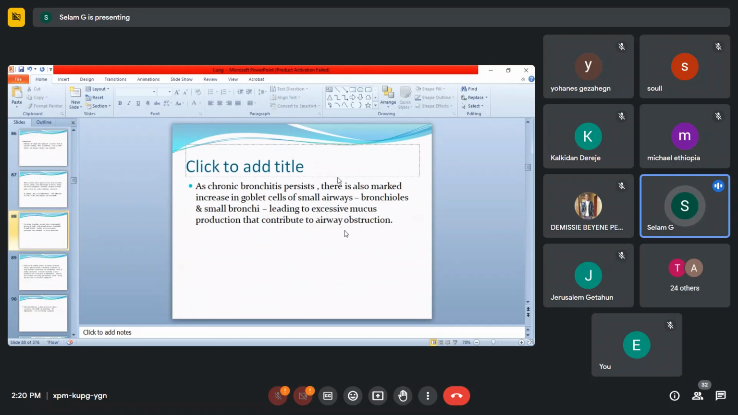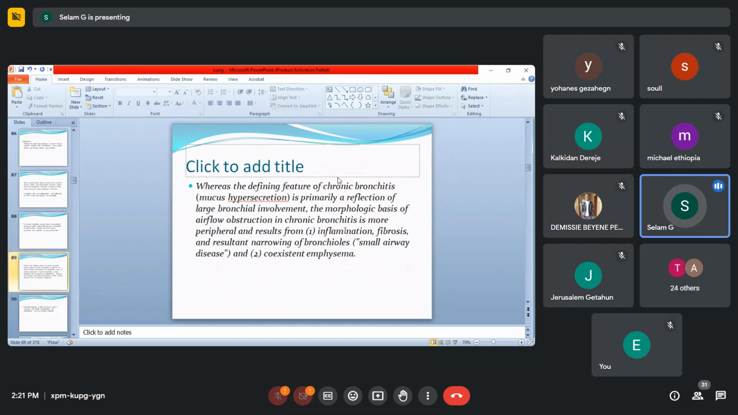As chronic bronchitis persists, there is also marked increase in goblet cells of small airways, downward in bronchioles and small bronchi, leading to excessive mucin production that contributes to airway obstruction and even may lead to atelectasis. Whereas the defining feature of chronic bronchitis, mucus hypersecretion, is primarily a reflection of large bronchial involvement, the morphologic basis of airflow obstruction in chronic bronchitis is more peripheral and results from inflammation, fibrosis, and resultant narrowing of bronchi, especially occurring in the small airways, and coexisting emphysema.